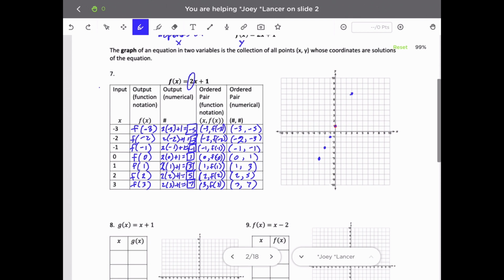3, 7, 2, 5, 1, 3. You get a nice line going through it all.